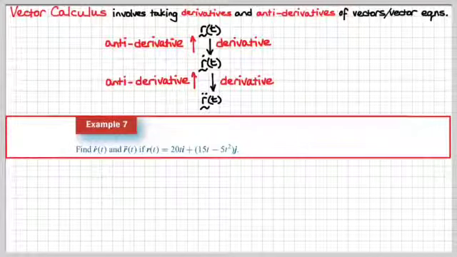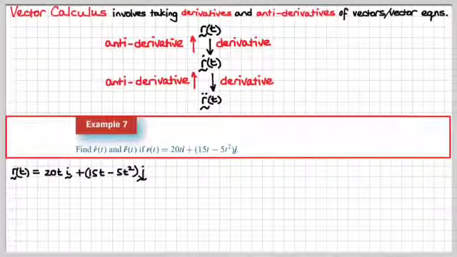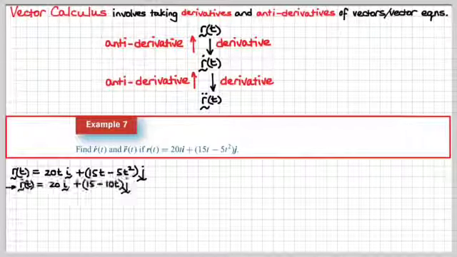Now here's an example. This is a nice easy one to kick us off. Find the velocity and the acceleration vector as functions of time if the position vector as a function of time is this beastie here. I can smell a derivative in the air, can't you? So therefore the position vector as a function of time, or the displacement, if you like, as a function of time is that. Now let's do the derivative.